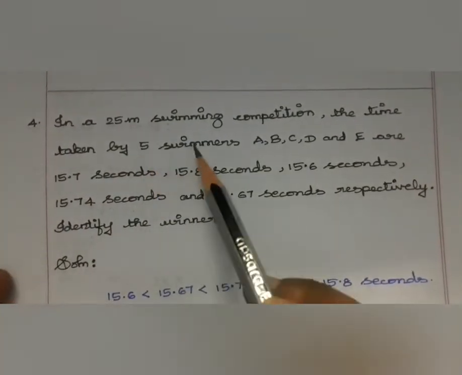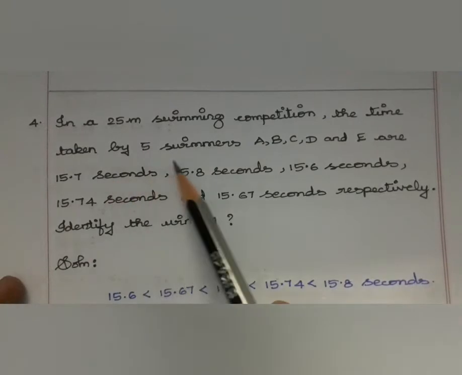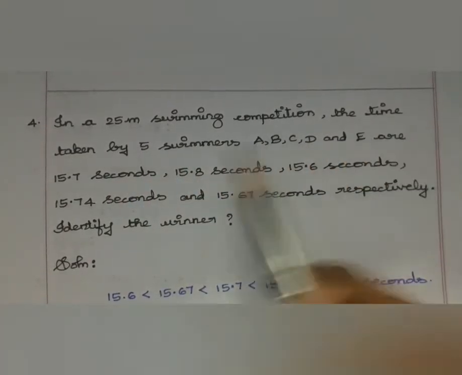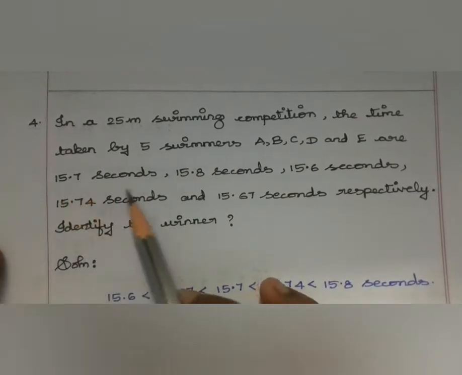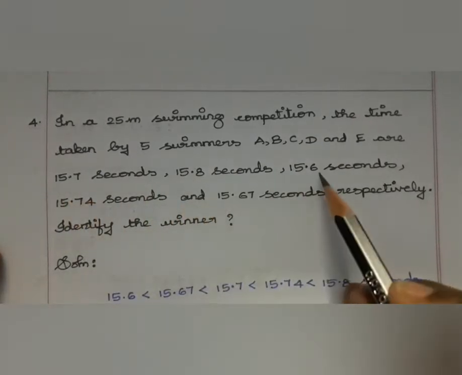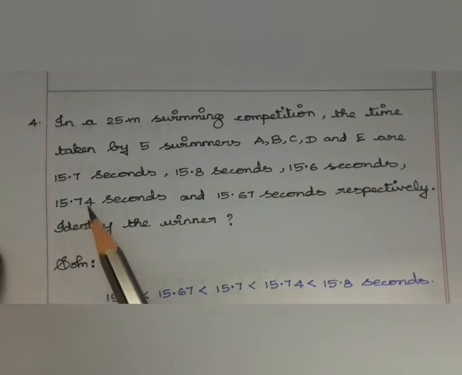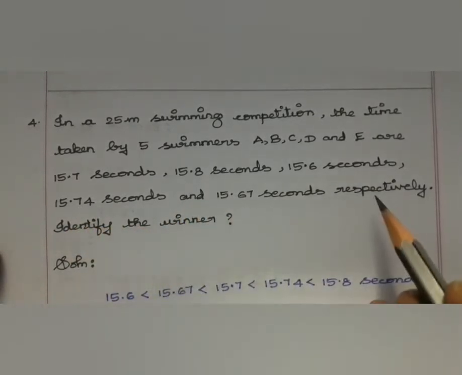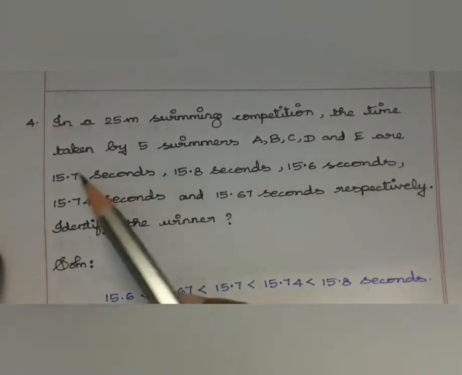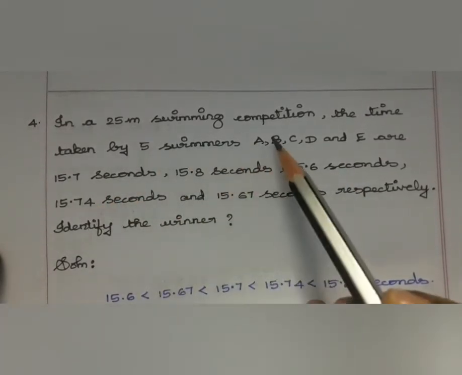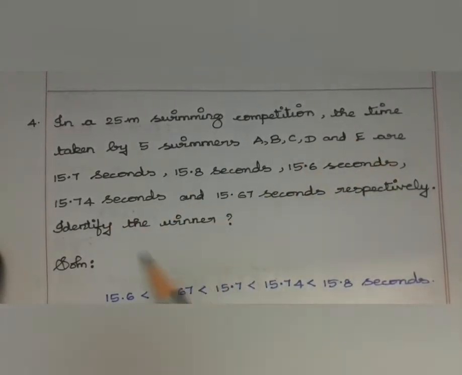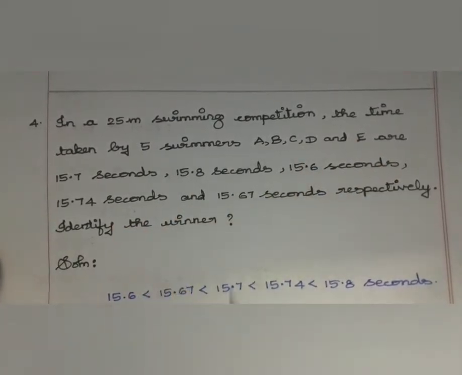In a 25 meter swimming competition, the time taken by 5 swimmers, the swimmers named A, B, C, D and E, are 15.7 seconds, 15.8 seconds, 15.6 seconds, 15.74 seconds and 15.67 seconds respectively. Respectively means first value is for first one, second value is for second one, third is for third, fourth for fourth and fifth is for fifth. Now they are asking us to identify the winner.